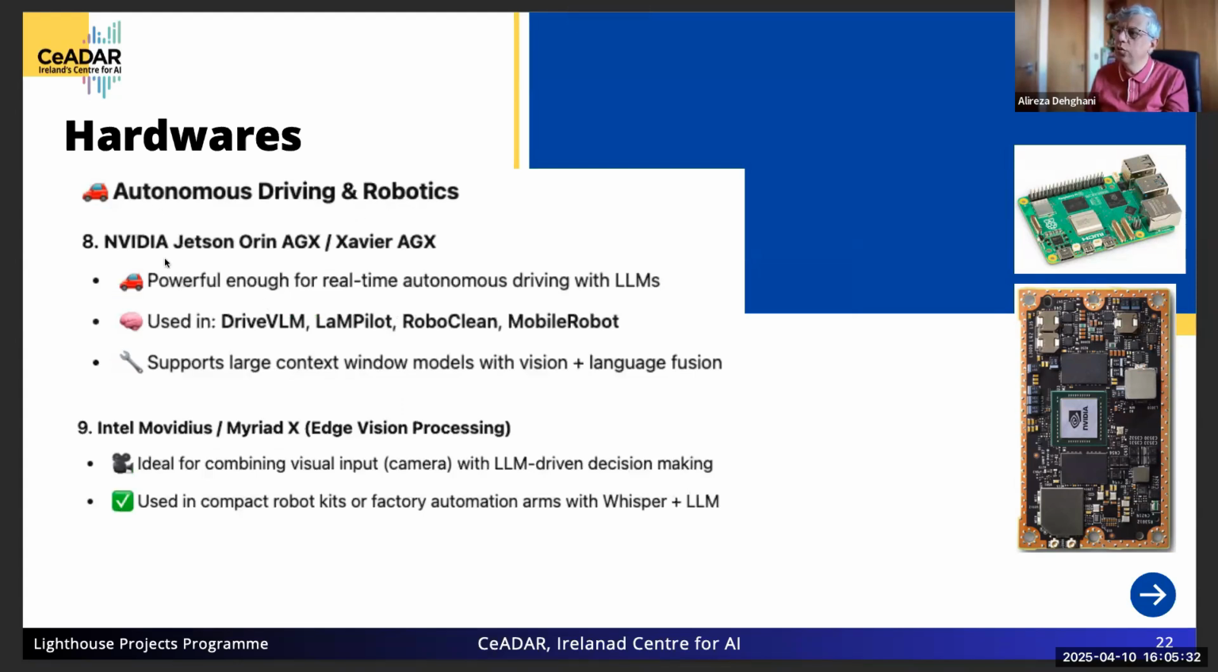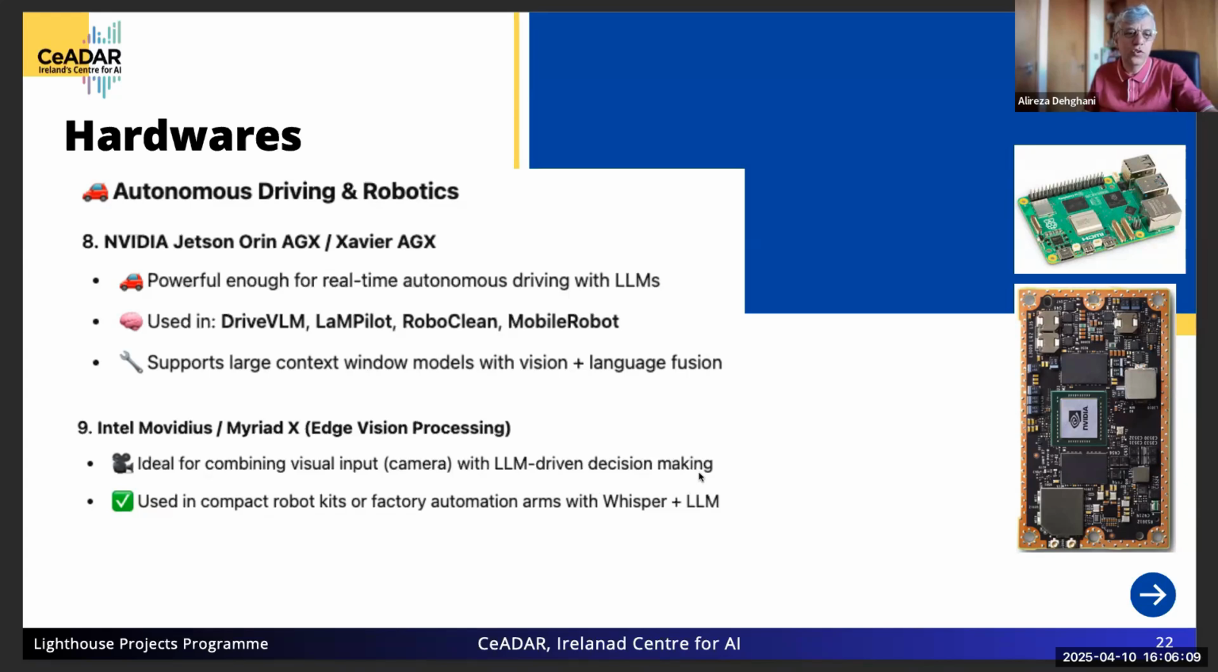In autonomous driving and robotic applications, NVIDIA Jetson Orin and so on and so forth are available. I don't want to read the detail here, as you can see. And Intel Movidius, that's the one that I was involved with from 2015 to 2020. We started with the very first Myriad 1 and Myriad 2, and then Myriad X, and a lot of versions of Myriad X, with a lot of different capability and capacity there. They are ideal for combining visual input, like a camera, with LLM-driven decision making. I recommend it. They are the stick.